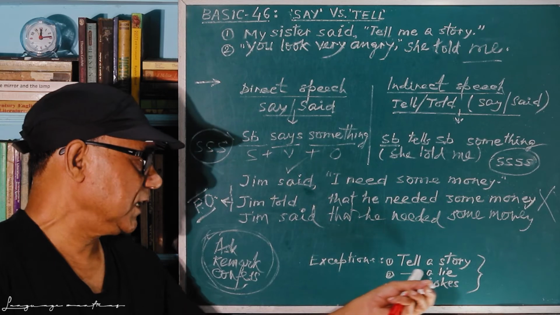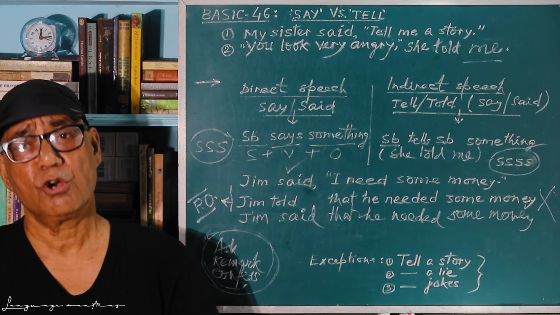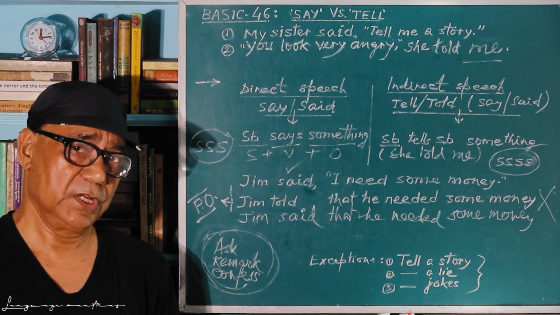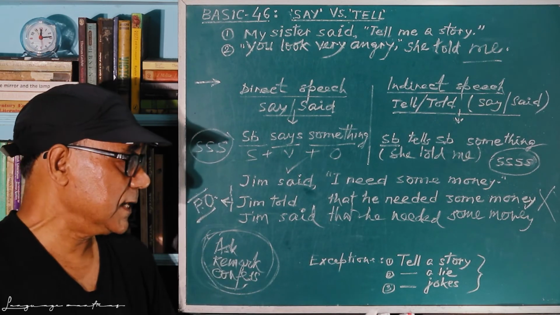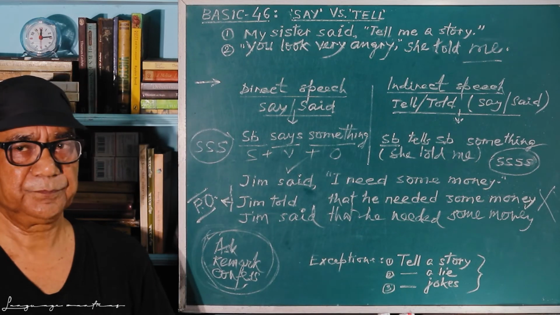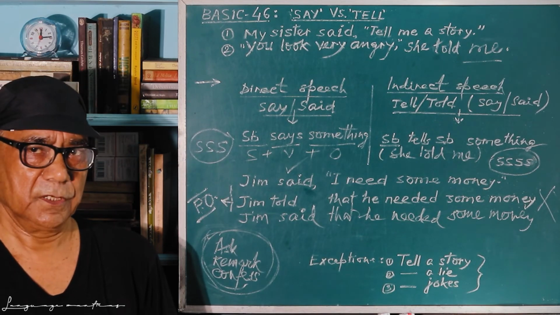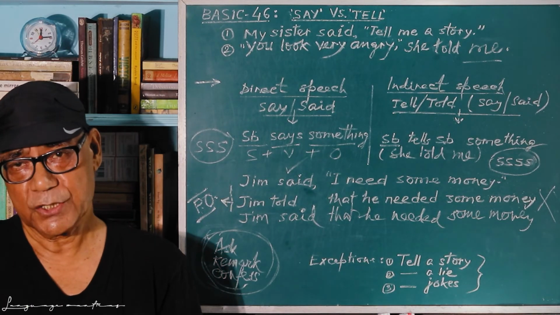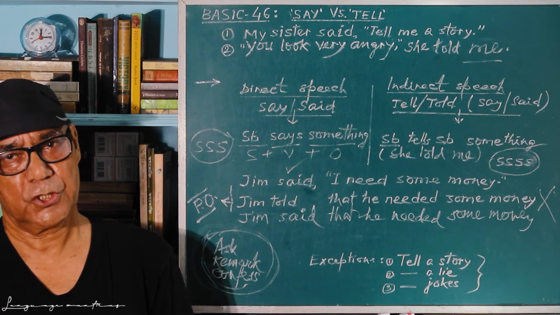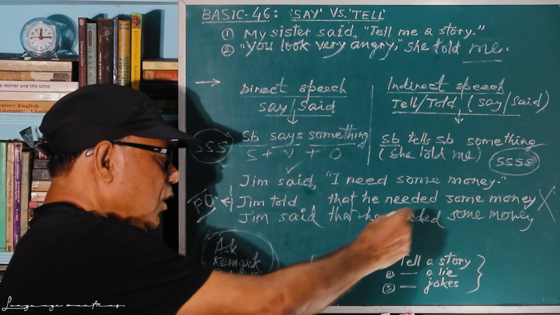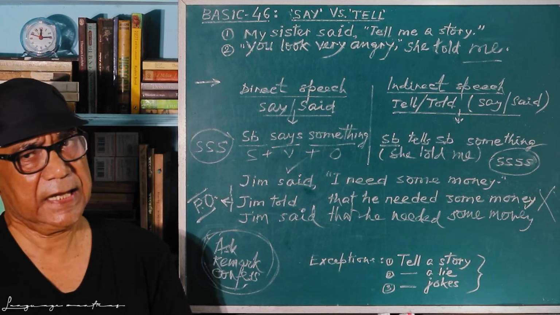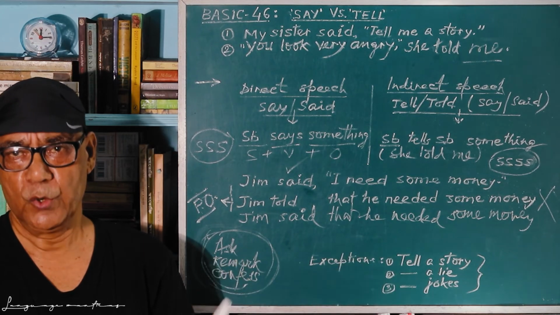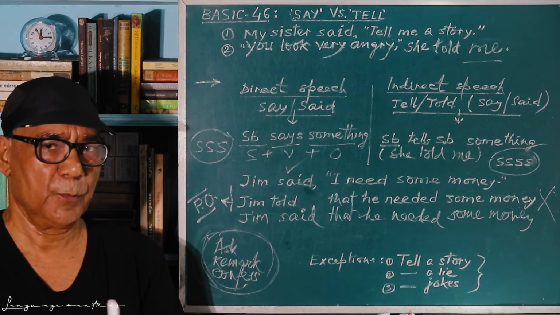For example, tell a story. He tells a nice story. He tells stories. We don't use it this way, but you can use, he tells me a story, no problem. Another example. Don't tell a lie. This is possible. Don't tell me a lie. This is also possible. And he tells jokes. This is also possible. So these are only a few exceptions that tell verb has. Otherwise, tell verb always requires a personal object.